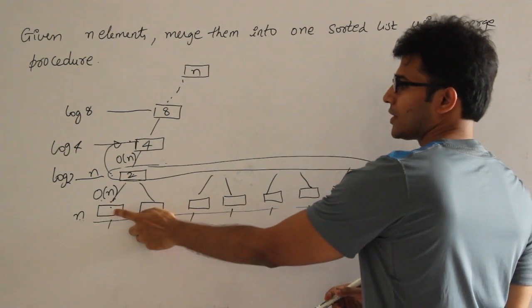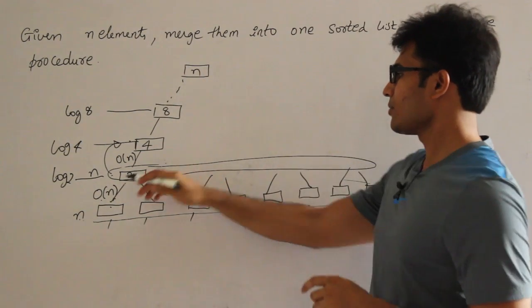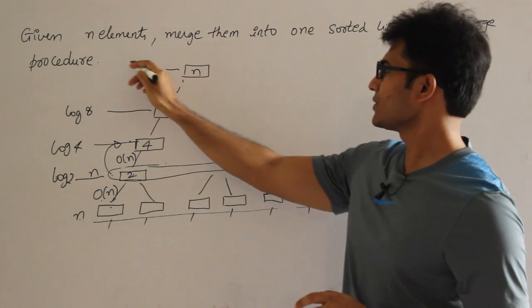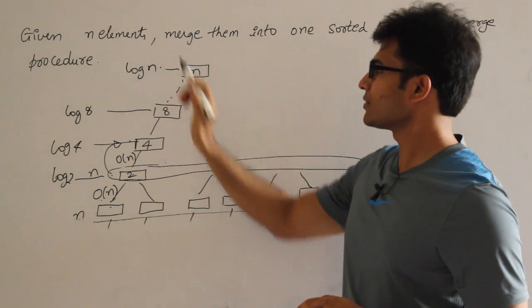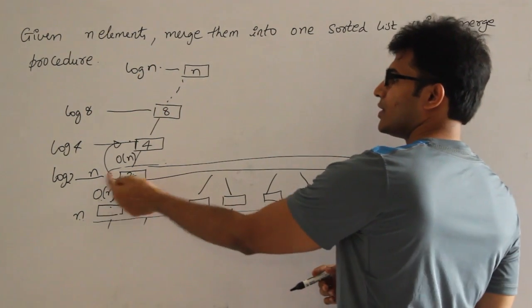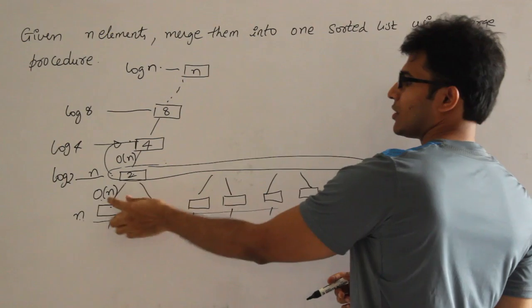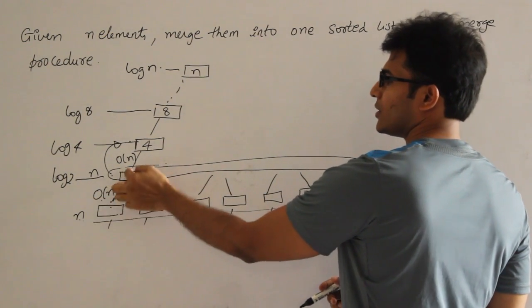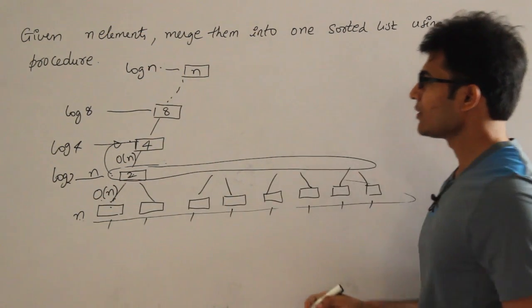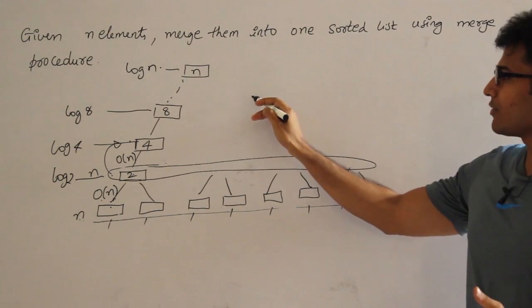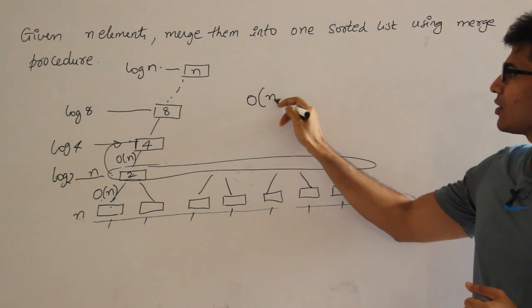Therefore, to reach from size 1 to size n, the number of levels I have to cross is log n levels. And to cross every level, the total work done is order of n. Then how many such levels do I have to cross? Log n. Therefore, the total time required for this problem is order of n log n.